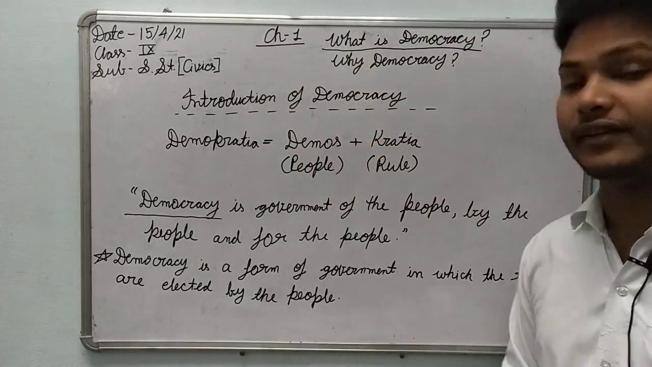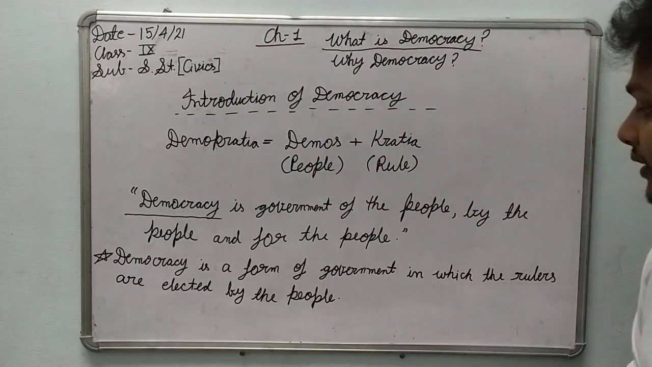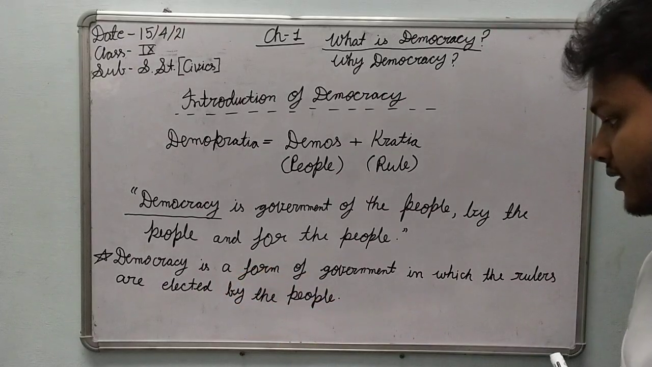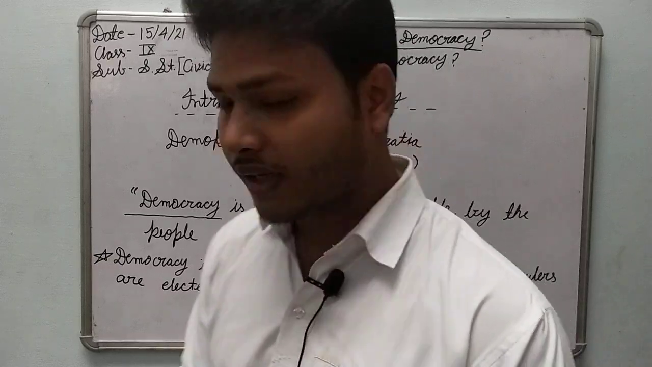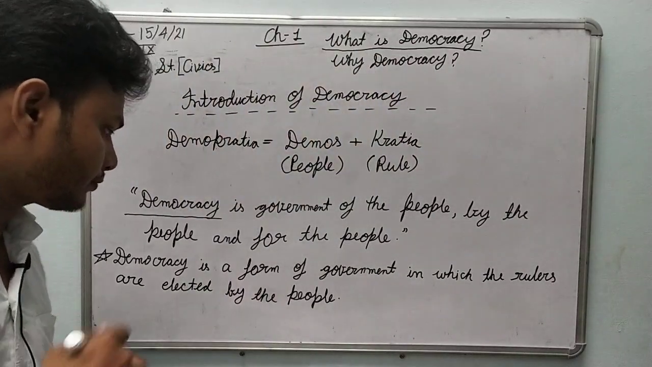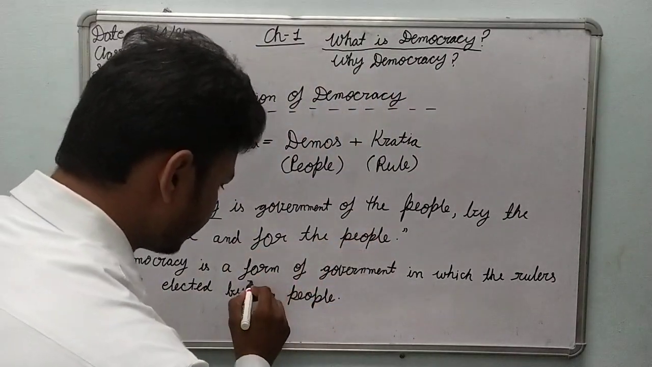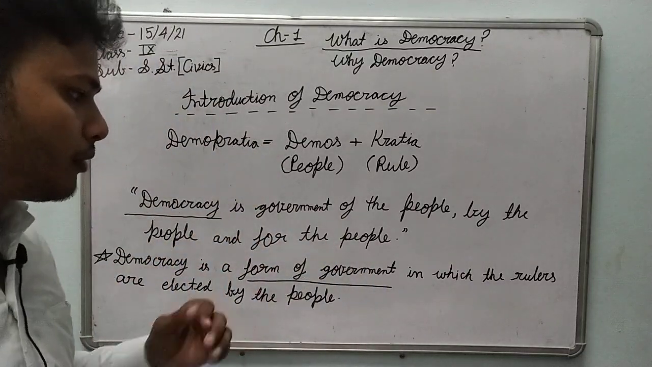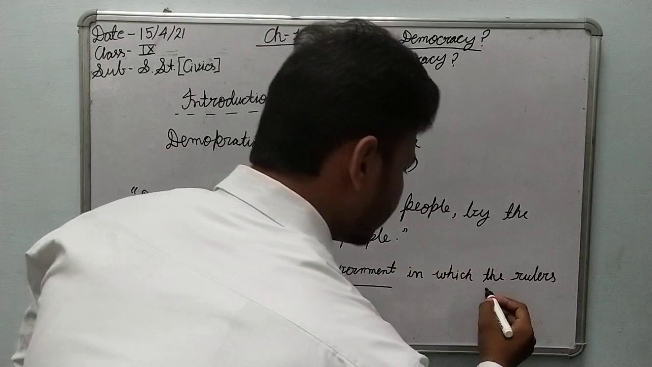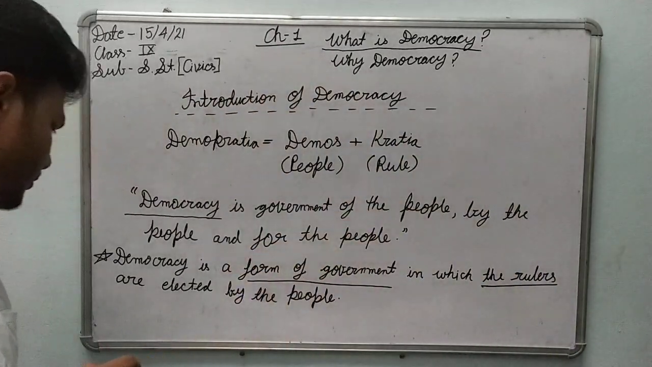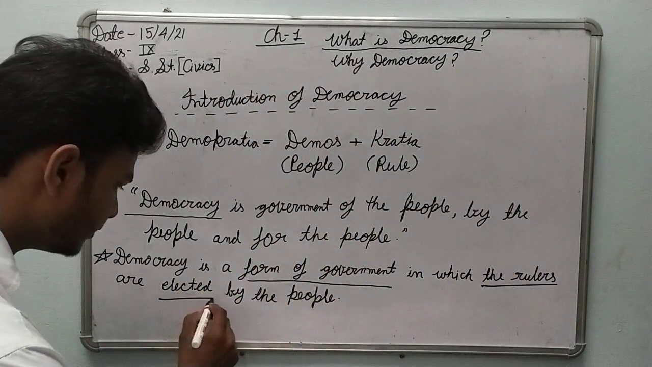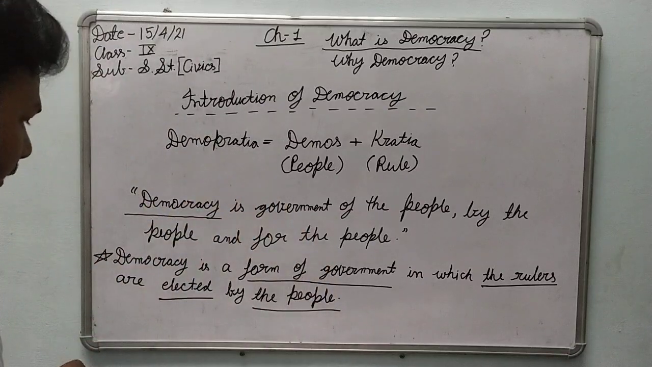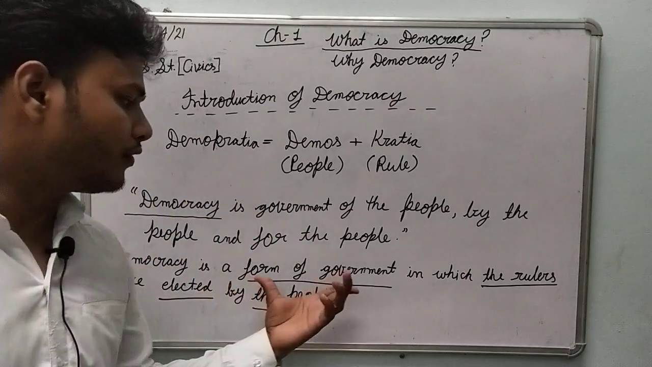Okay, this is the official definition you can say, but in this definition there are a few words which we have to discuss, and we will discuss all those words one by one. Those words are form of government. What is the meaning of this form of government? The rulers, elected, and the people. In this definition you can see that form of government.